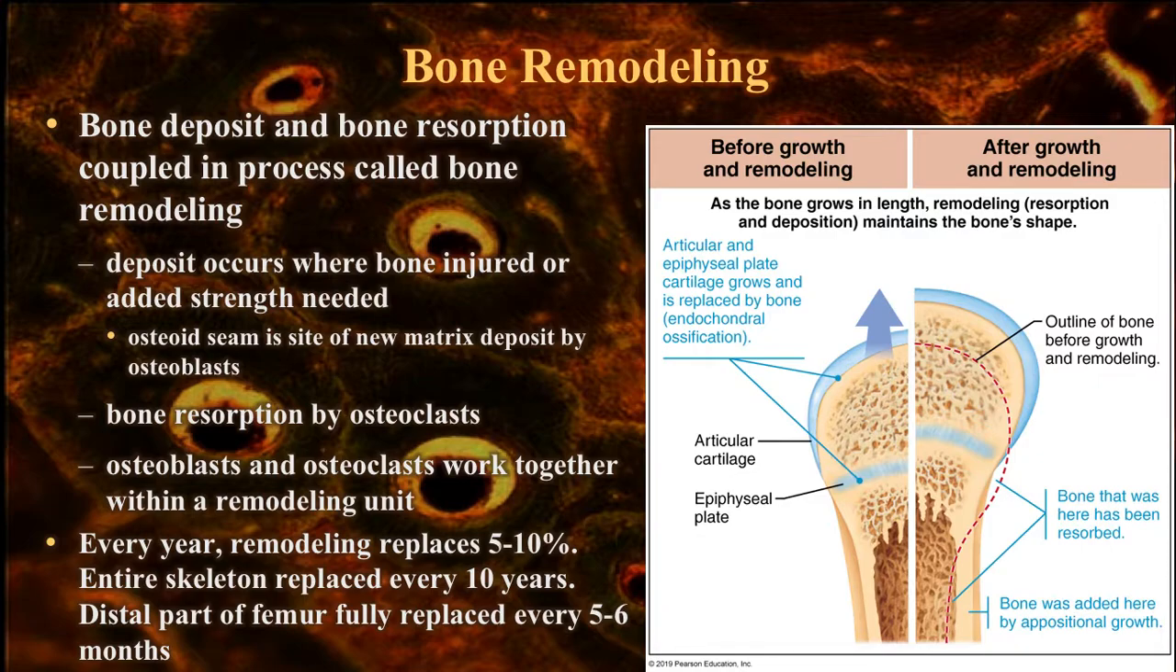Okay? Every year, remodeling, this process replaces 5 to 10% of your skeleton. And your whole skeleton is replaced about every 10 years, which is pretty cool. If you think of your skeleton being solid and just the same, but it gets replaced in about every 10 years. Some bones are replaced faster than others. So the distal portion of your femur, so the part down here between your knee joint, is fully replaced about every 5 to 6 months. So it's broken down and put back together.